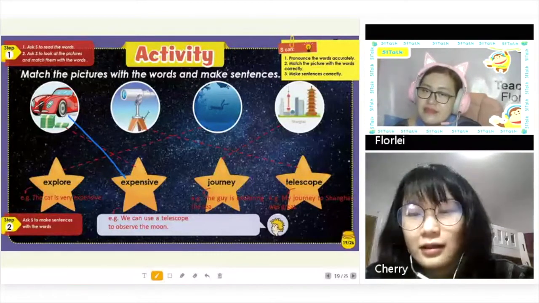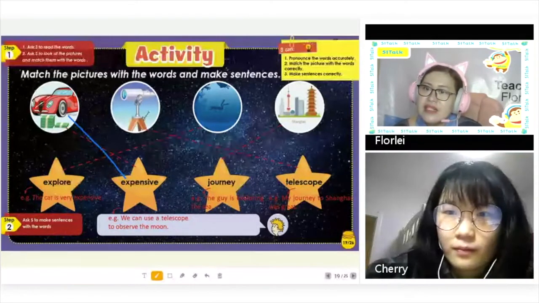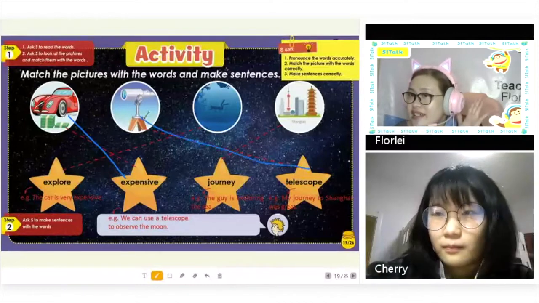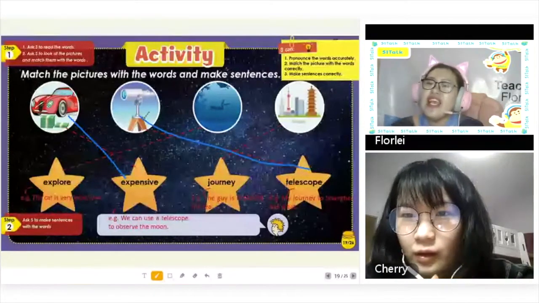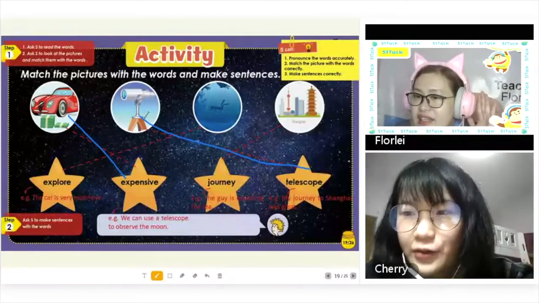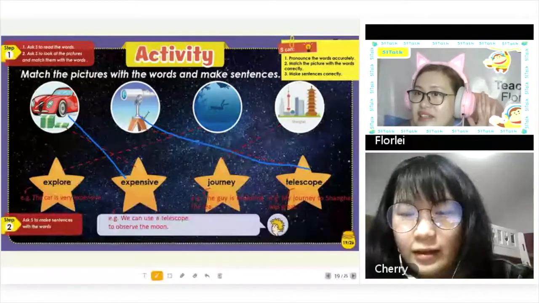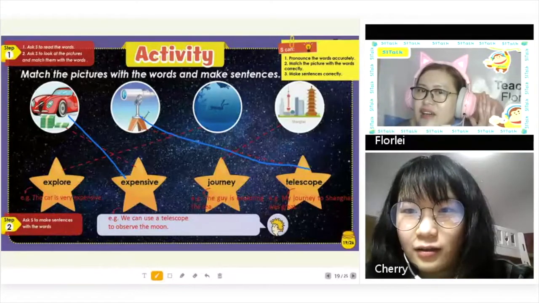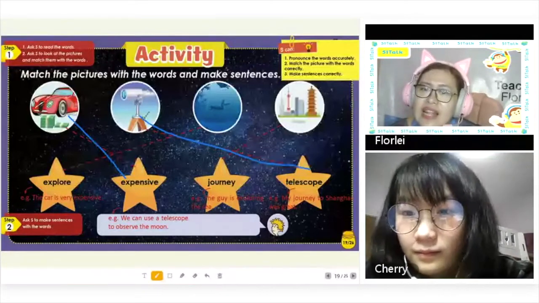And the next is a telescope. Telescope. Very good. The scientists use the telescope to see the planet in the sky. Okay, that's a good sentence. Next.